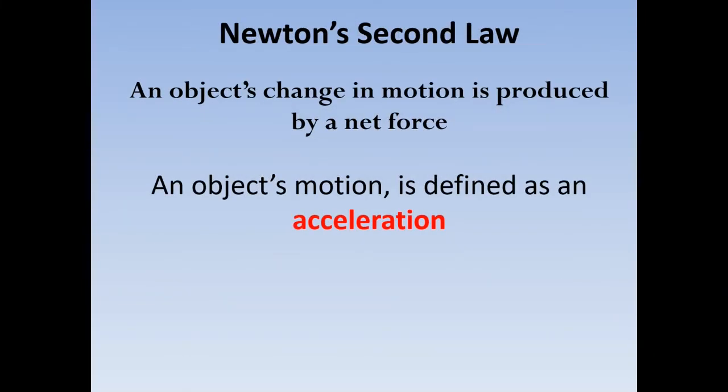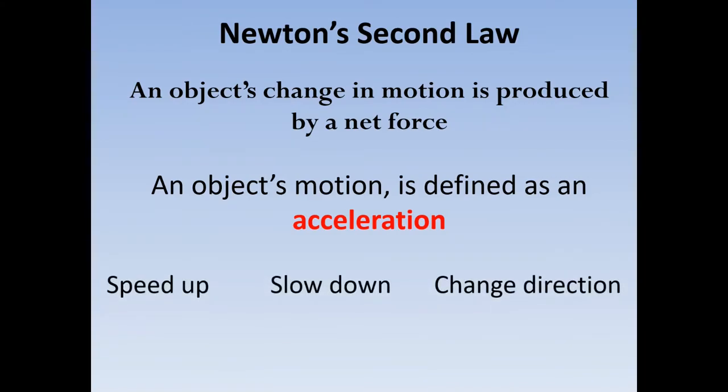Newton's second law specifically describes how the motion will change when we apply that new force. Remember that anytime we have a change in motion, we call that an acceleration. There are three things that can happen when an object changes its motion. The object can speed up, it can slow down, or it can change its direction. Those three things are considered an acceleration. Those three things are how a net force can change an object's motion.